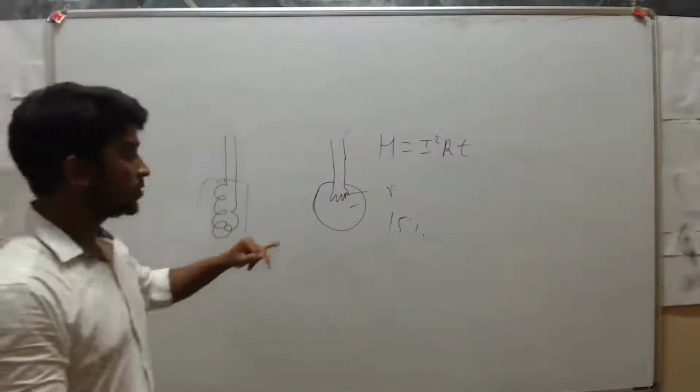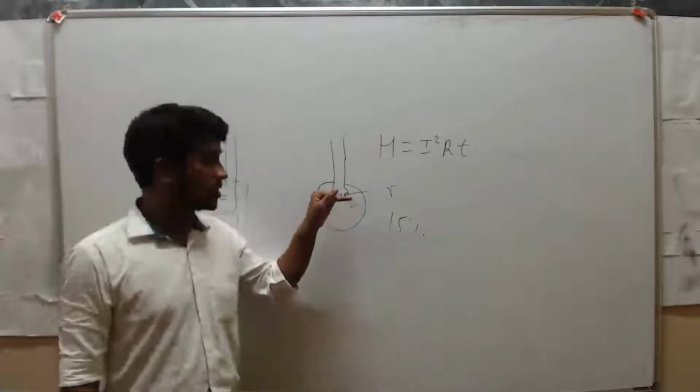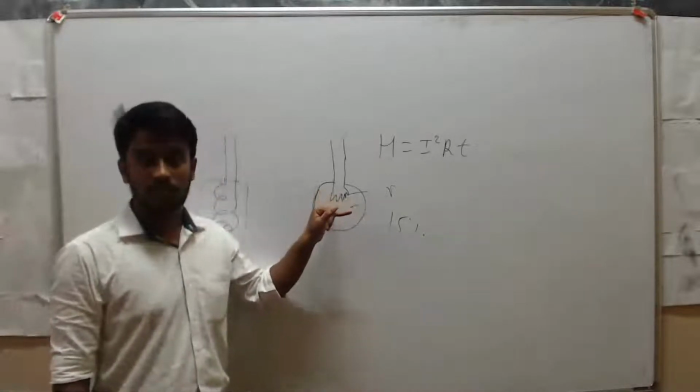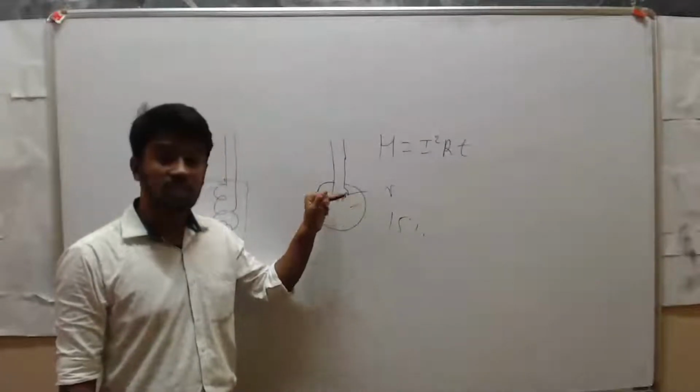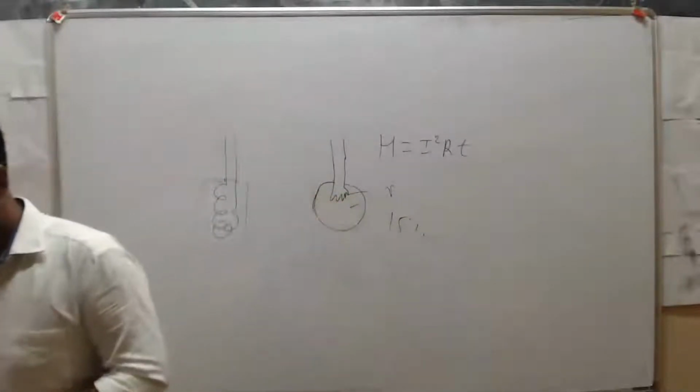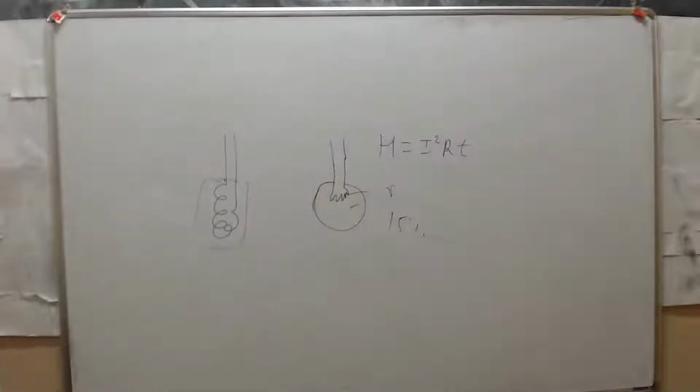And here we are using tungsten. Why? Because tungsten has a high melting point. It does not oxidize easily or quickly. Yes, we already discussed this here.